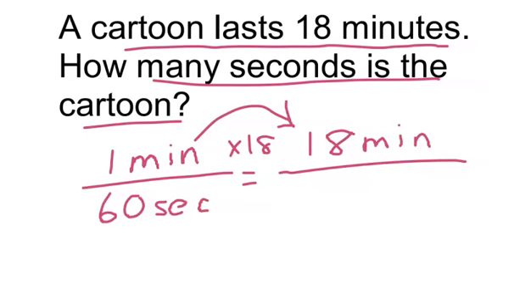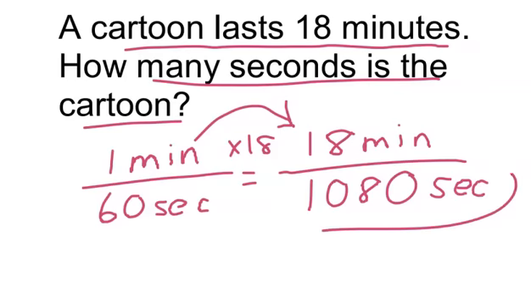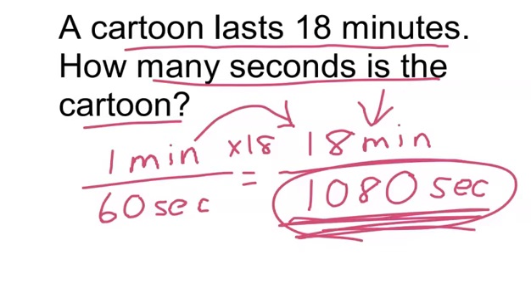which is 1,080. All right, so to answer the question, okay, how many seconds? It says a cartoon lasts 18 minutes. How many seconds are in the cartoon? Well, since it's an 18-minute cartoon, it's going to last 1,080 seconds, because you just take 60 times 18.